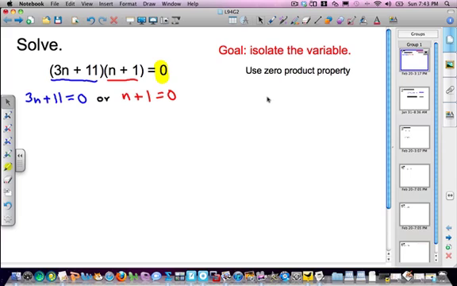Now that I've written the two equations, I'm simply going to solve the equations for m. Eliminate the constant. This yields 3m equals negative 11. Isolate the variable by dividing both sides by 3. And our first solution is negative 11 thirds.